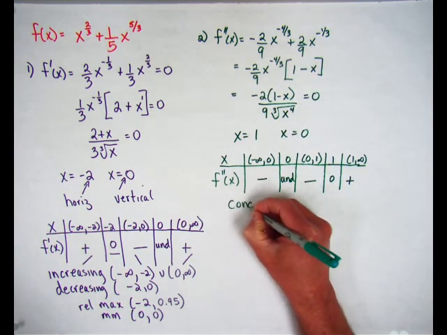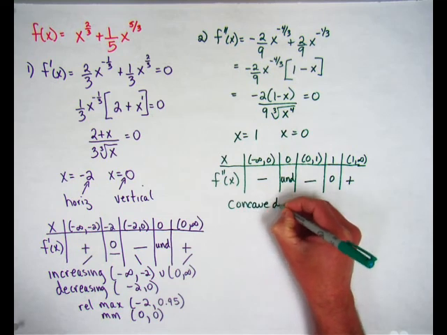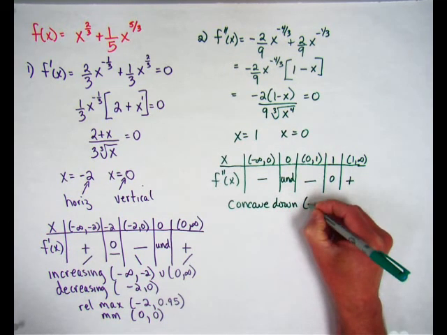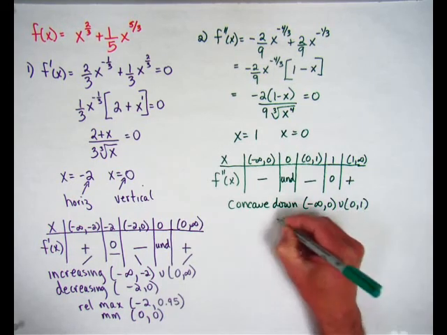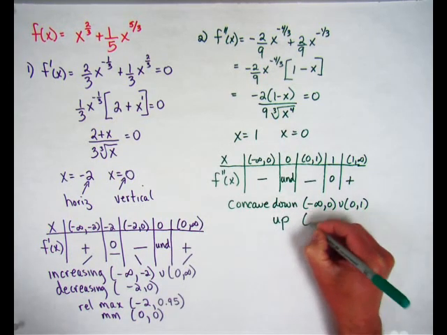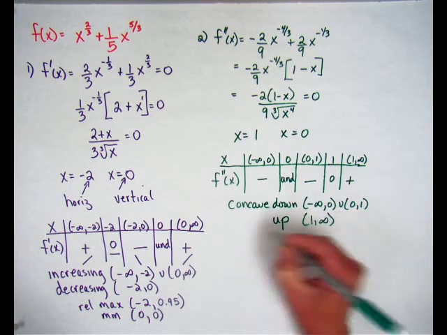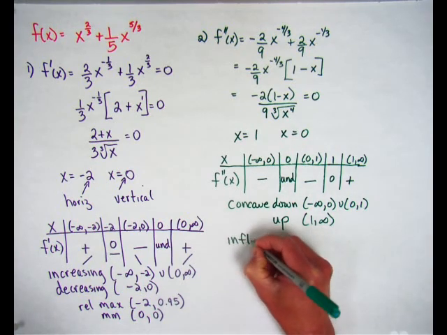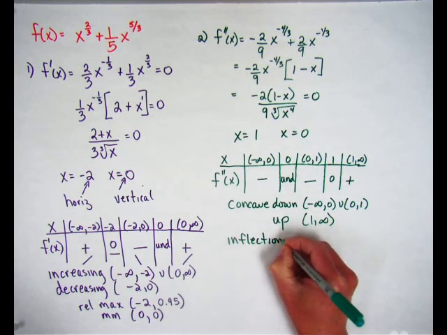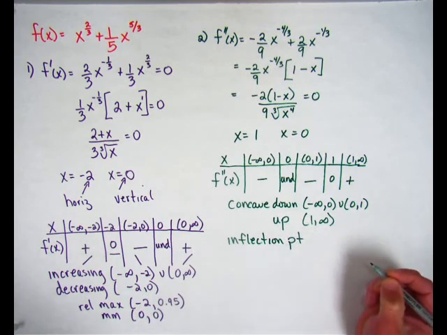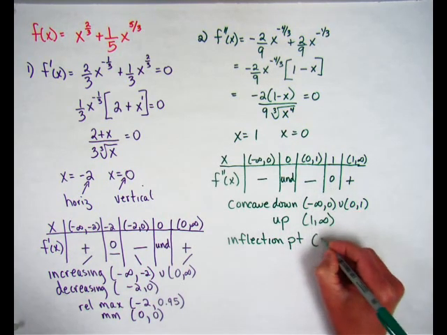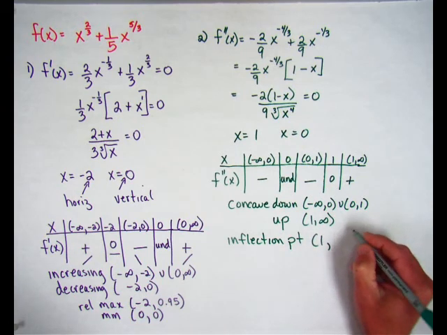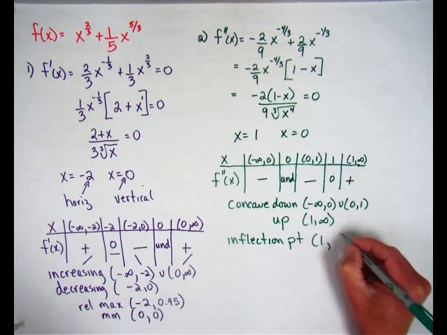So our curve is concave down from negative infinity to 0, union 0 to 1, concave up from 1 to infinity, and inflection point. There's an inflection point wherever the concavity changes at a point. Well, that would be only at the point 1. So it's 1 comma, and I've already plugged it back into the original function. It turns out to be 6/5.